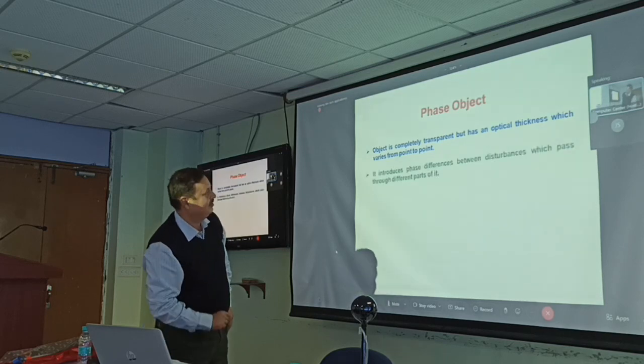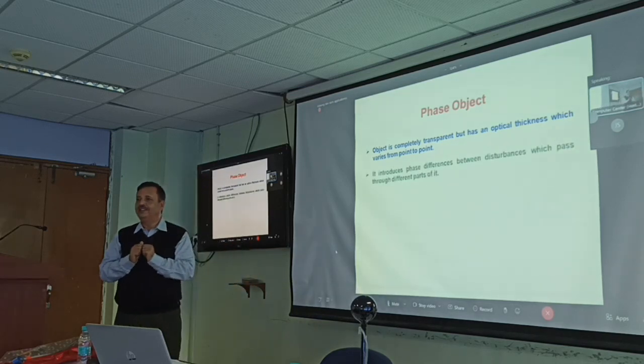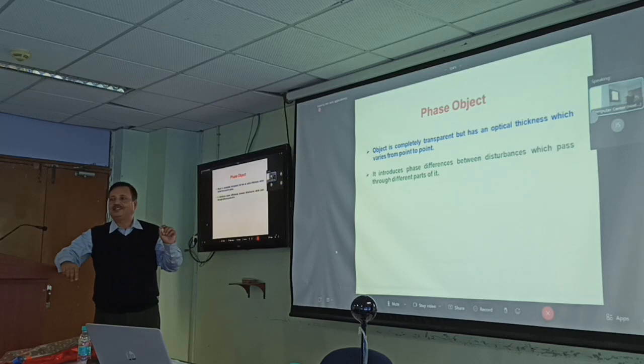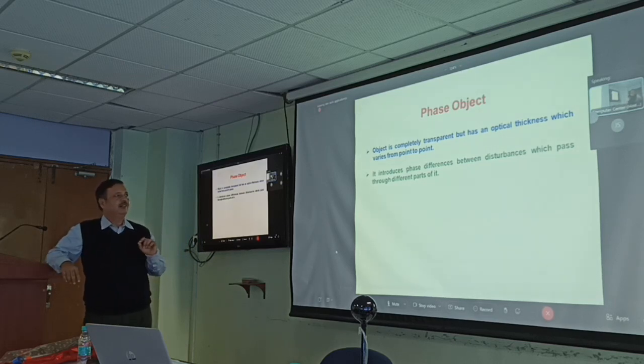So a phase object. What do we mean by a phase object? It means the object is completely transparent but has an optical thickness which varies from point to point.